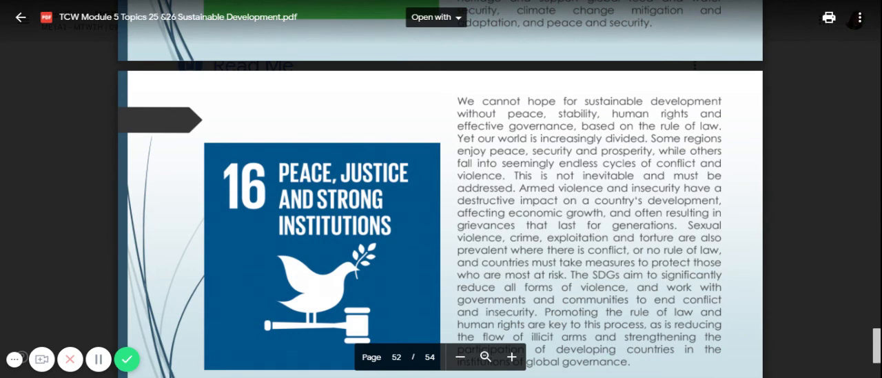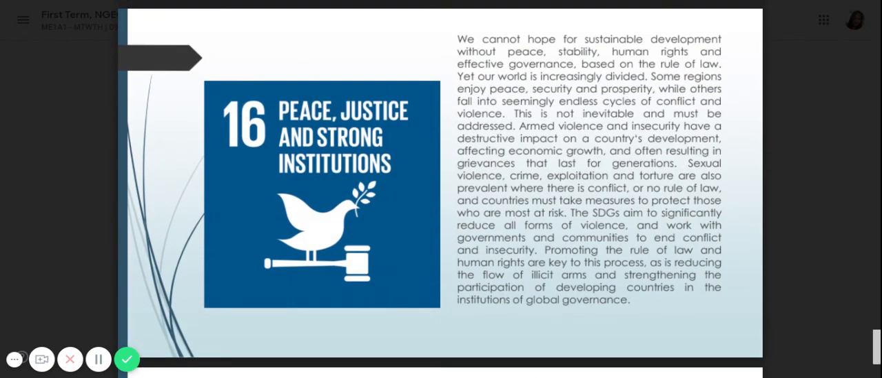Number 16, peace, justice, and strong institutions. This is not inevitable and must be addressed. Armed violence and insecurity have a destructive impact on a country's development, affecting economic growth and often resulting in grievances that last for generations. Sexual violence, crime, exploitation, and torture are also prevalent where there is conflict or no rule of law, and countries must take measures to protect those who are most at risk. That's why we have this kind of goal for our people.